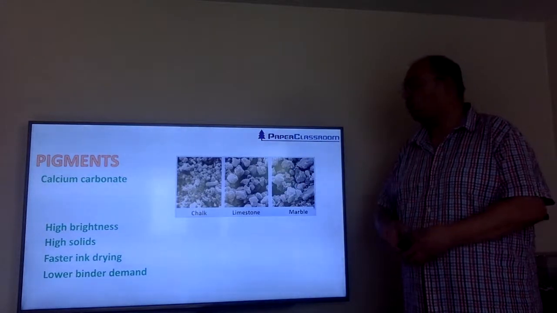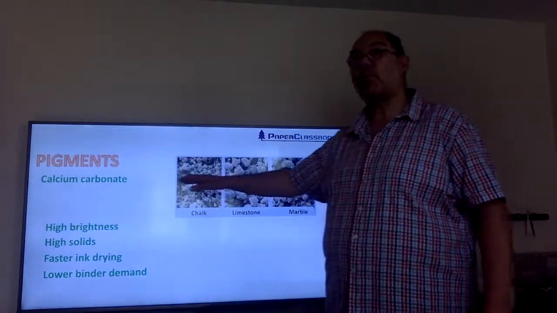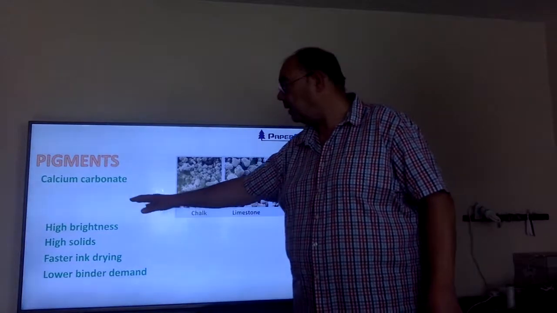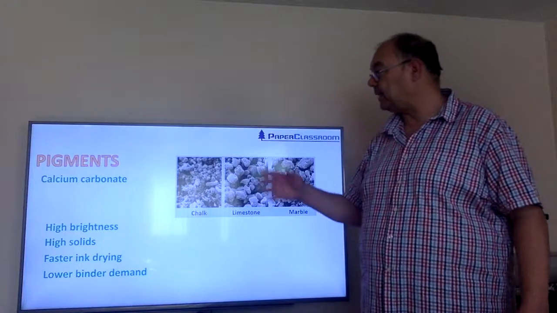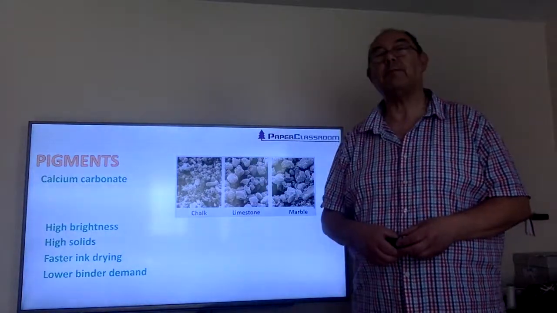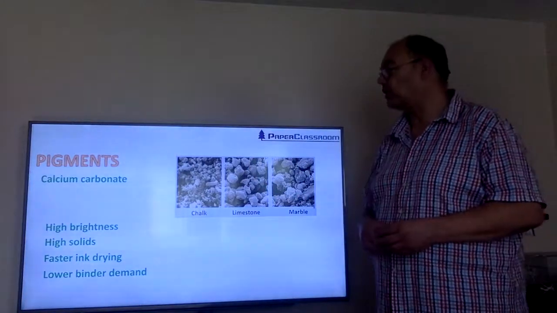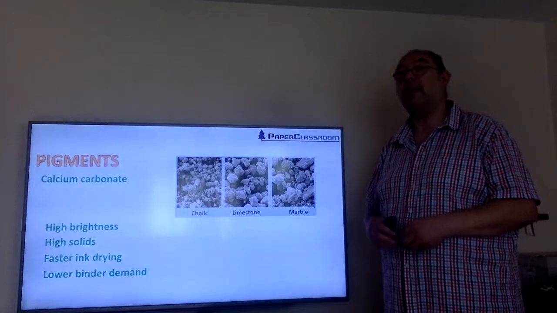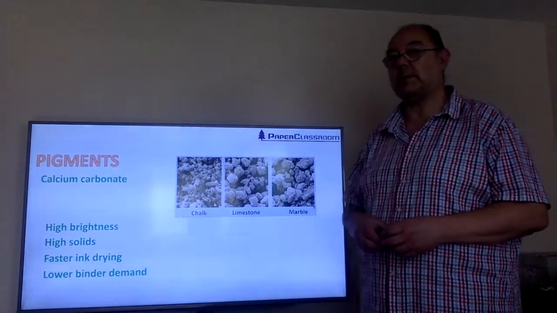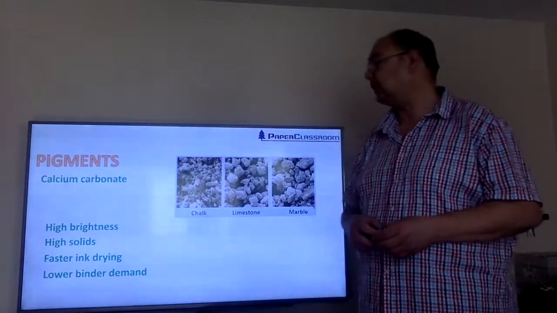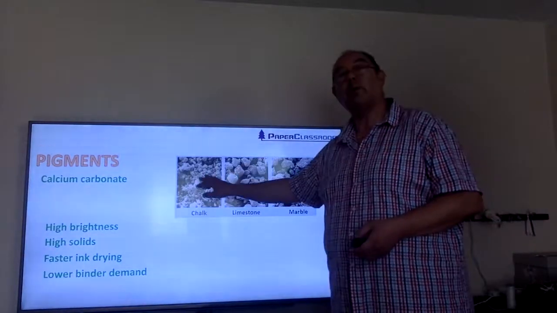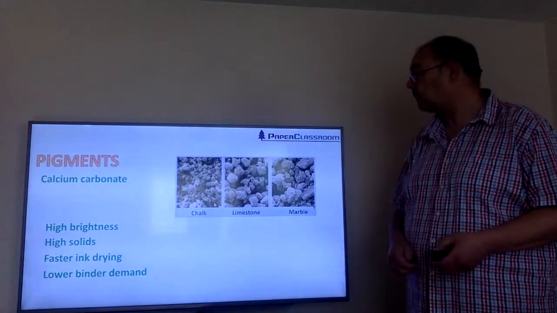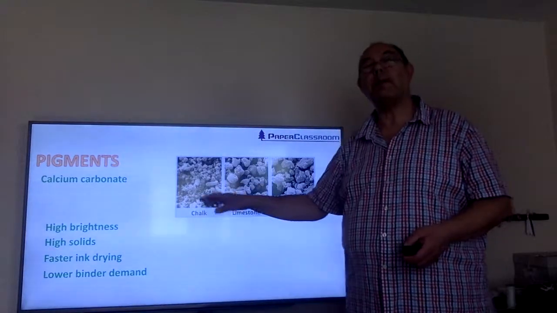So the good thing about chalk is it's quite high brightness. You can get high solids contents. When you're buying slurries of calcium carbonate, you can get probably 70, 71, maybe 72% solids contents, whereas with clay you're probably limited to about 65, 66% solids. They do speed up the rate of ink drying, and they have a low binder demand.